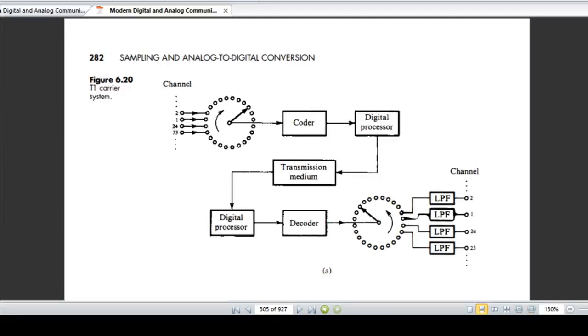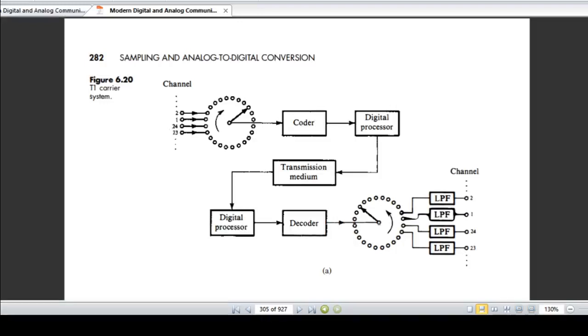The decompressed signal is given to the decoder, and the PCM receiver output is decoded, and this output is connected to different low pass filters via a decommutator switch. This is our decommutator switch SW2. The synchronization between the transmitter and receiver commutators, that is SW1 and SW2, these two switches, is essential in order to ensure proper communication on the channel.